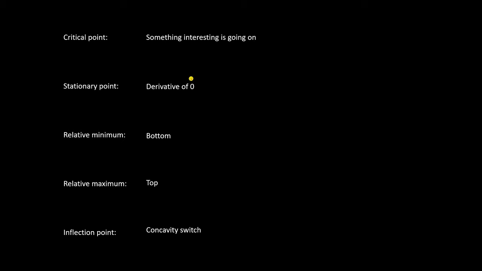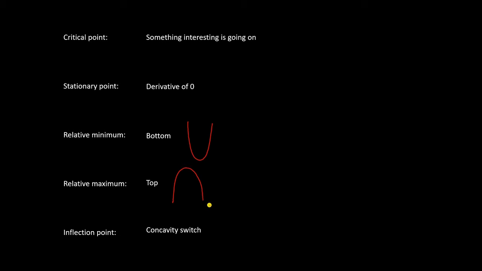A stationary point is where the graph has a derivative of 0. It has a horizontal tangent line. A relative minimum is the bottom, where there's a horizontal tangent line and the graph switches from decreasing to increasing. A relative maximum is the opposite. It switches from increasing to decreasing. These relative maximum and minimum are collectively called relative extrema.